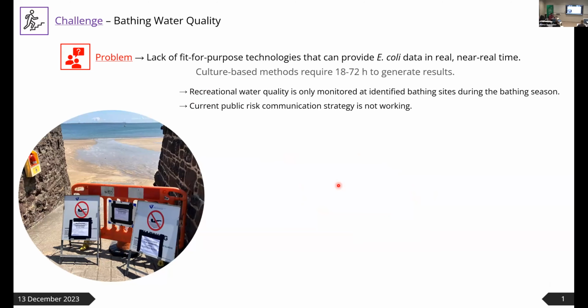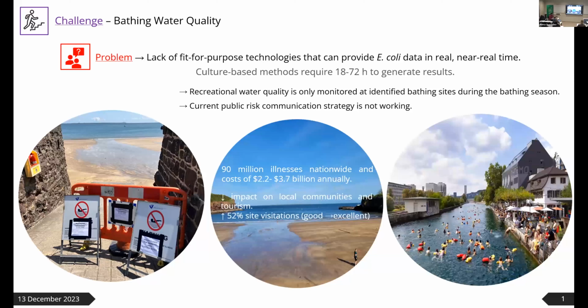In terms of the impact these issues have on our society, particularly in EU, there is little we know about them, because most waterborne disease illnesses go unreported. However, in the USA, for example, an estimated 4 billion surface water events occur annually, which results in an estimated cost of 2.2 to 3.7 billion annually to the healthcare system. But bathing water quality also has a sizable positive impact on local communities and tourism, and that comes through site visitation. For example, a study in UK reported that site visitation increased by 52% when the bathing water quality was improved from good to excellent.